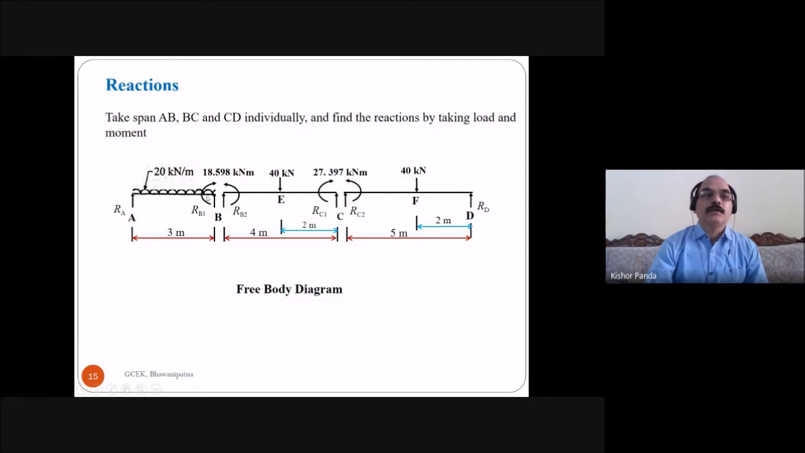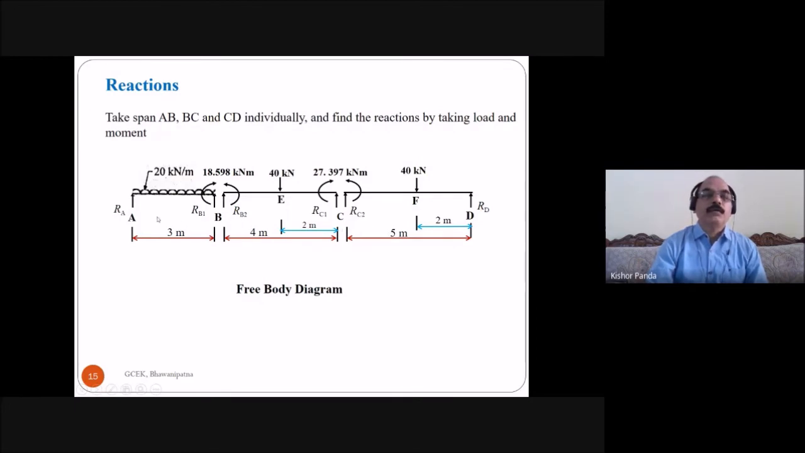So when you are considering span AB, you have to take this moment 18.598 clockwise, and when you are considering span BC, you have to take this left side 18.598 kilonewton meter. Similarly for MC, the negative, when you are considering span BC, you have to take clockwise here, and when you are taking span CD, you have to take anti-clockwise 27.397. The load given for span AB is 20 kilonewton per meter, and for span BC 40, and span CD 40. The lengths are given.